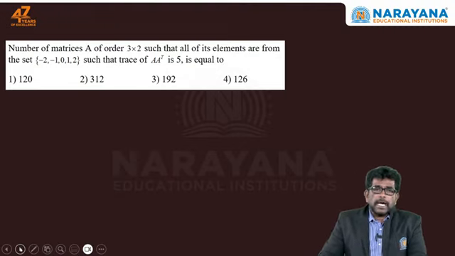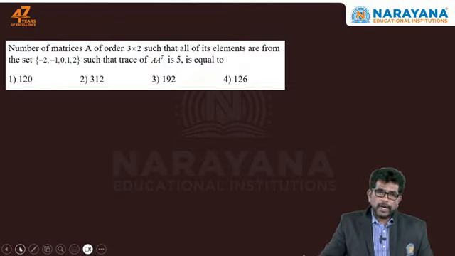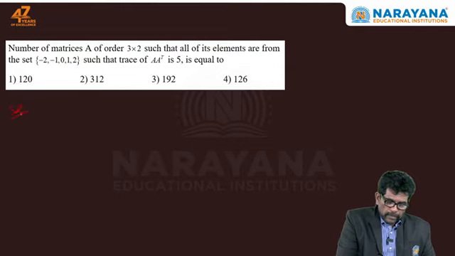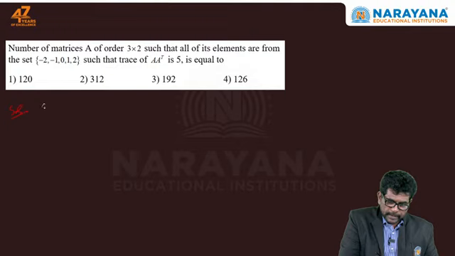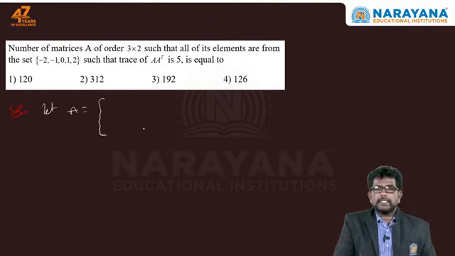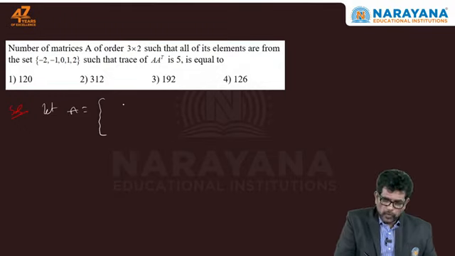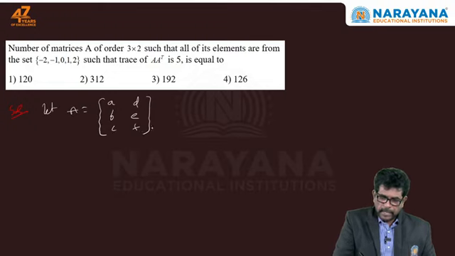But here they asked for the rectangular matrix A. A is a rectangular matrix, of order 3 by 2. We start with the 3 by 2 order matrix. Let A be a 3 by 2 order matrix, which you know has 3 rows and 2 columns: A, B, C, D, E, F.